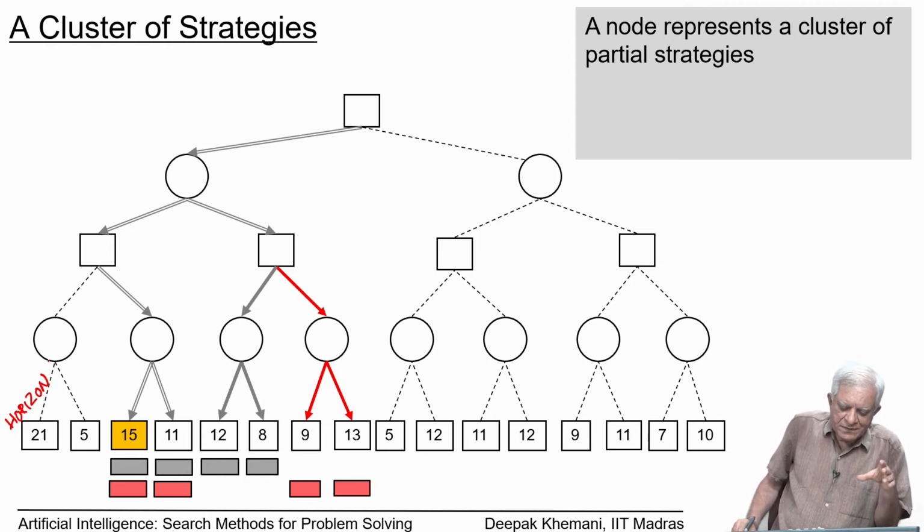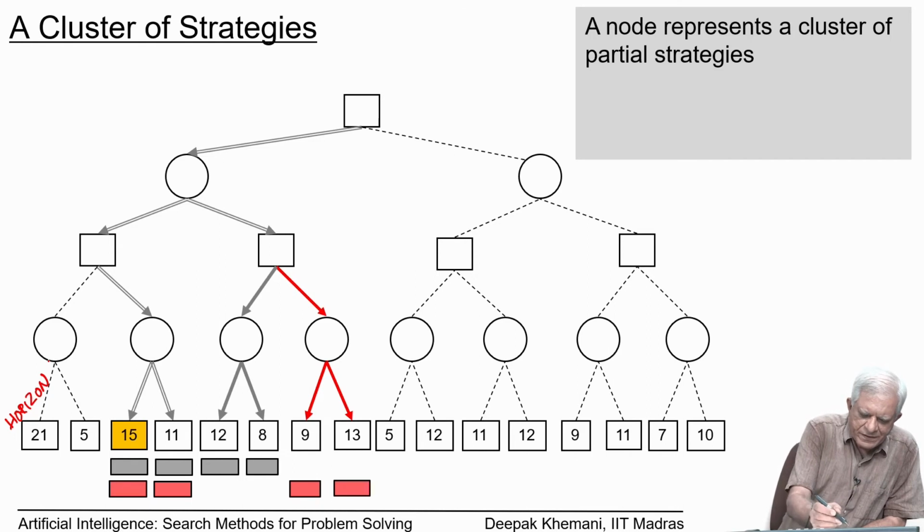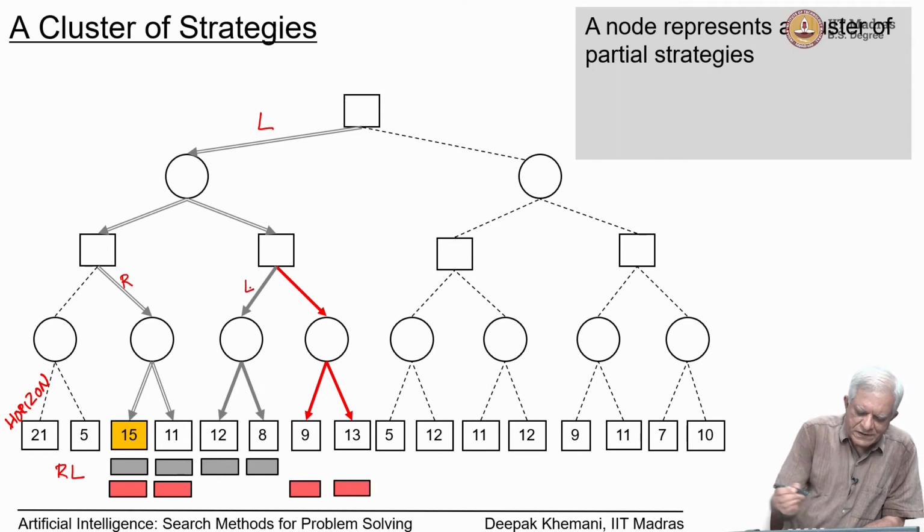Now, if you take any node, for example, this node 15 which I have colored here, that represents more than one strategy. In fact, it represents a cluster of 2 strategies. Which are the 2 strategies? One strategy is, remember that we had called this a left choice. One strategy is, as shown in gray, which we can call RL in our notation, which means for this choice we choose R and for this choice we choose the left.